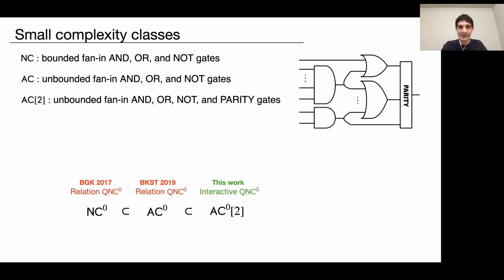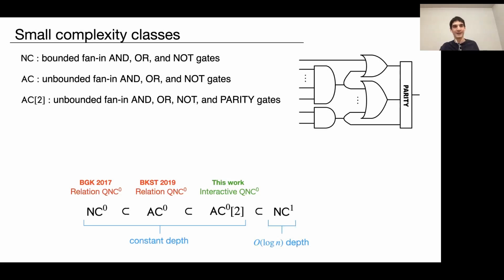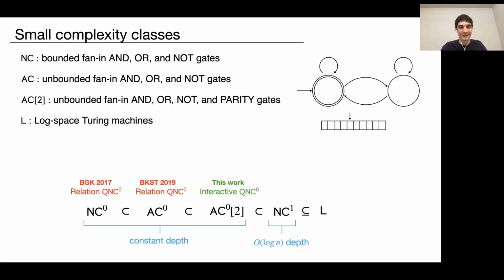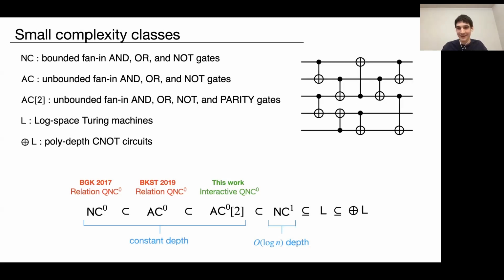And then contained in AC0[2] is the class NC1. Everything I've talked about so far has been constant depth. Now NC1 is NC circuits, but now they're allowed to have log depth. And then contained in NC1 is this class L, which consists of log space Turing machines. And then containing the class L is the class parity L, which one way you can think of is the class which can evaluate poly-depth AC0 circuits.